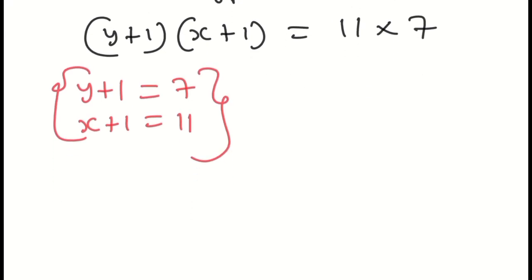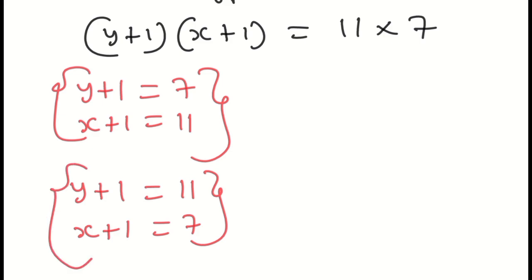Now, what about the second one? Again, y plus 1 will be equal to 11, first to first, and then x plus 1 will be equal to 7. So these are the two cases that we have. Now let's solve so we can get x and y.